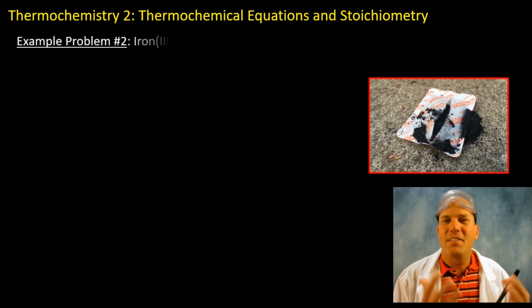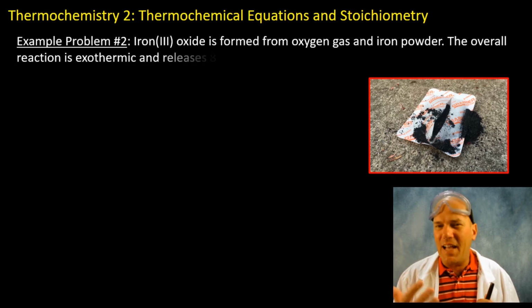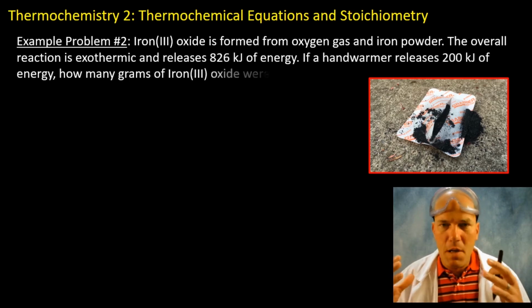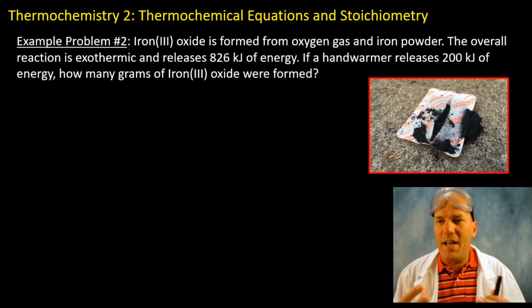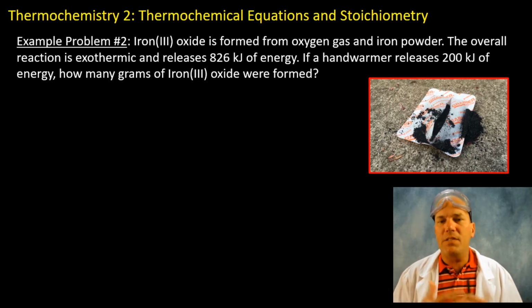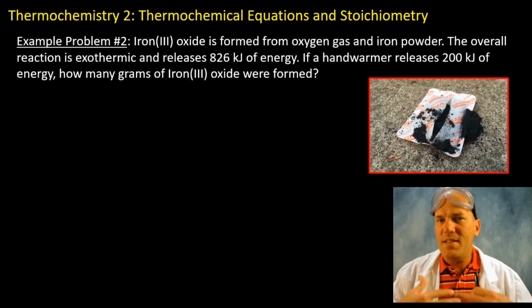Let's look at example problem number 2. Iron 3 hydroxide is formed from oxygen gas and iron powder, so solid iron. The overall reaction is exothermic, and it releases 826 kilojoules of energy. So we're going to have a negative delta H value.